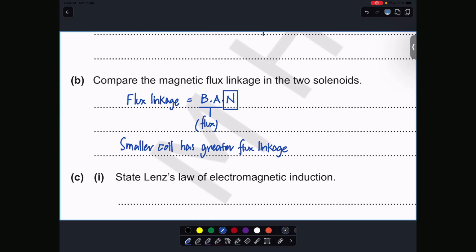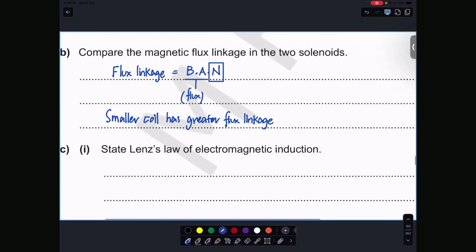Okay, so smaller coil has greater flux linkage since there are more number of turns in the smaller coil.